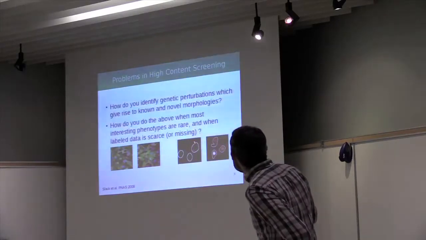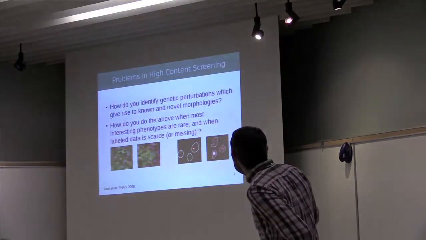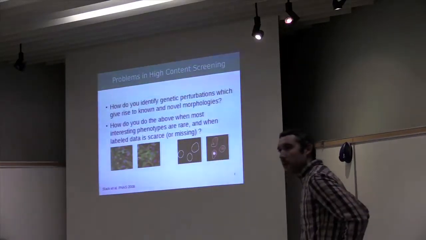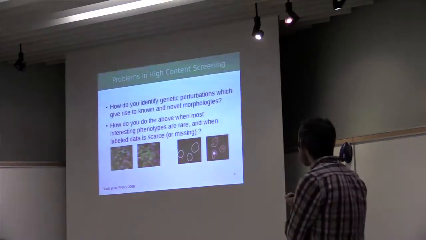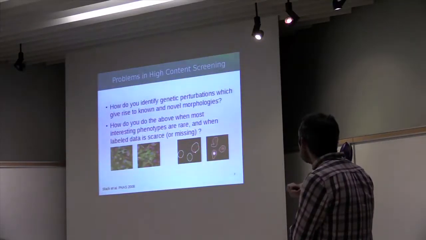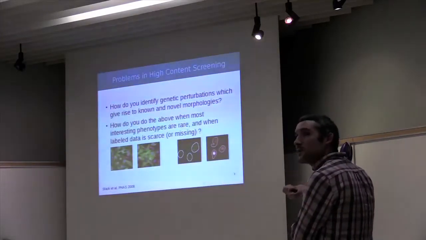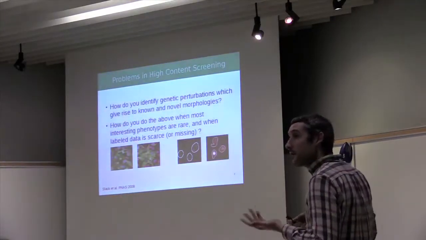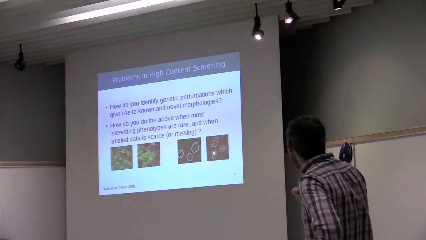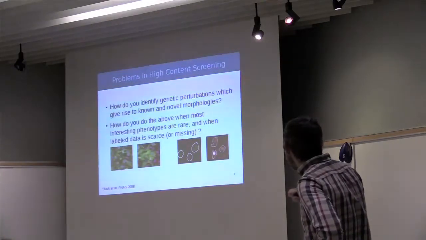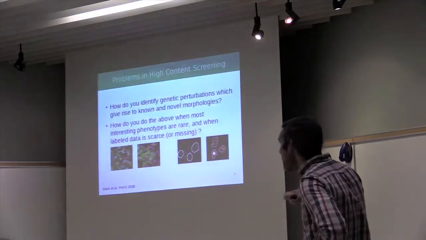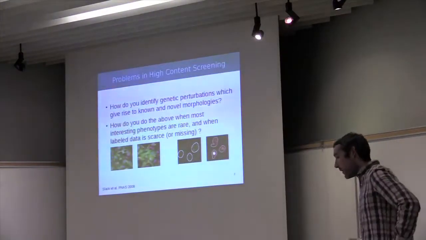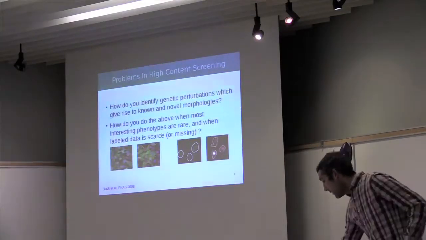This cell in particular here has two DNA damage foci in the nucleus, which is a really interesting phenotype. We'd love to be able to build a model to find all these types of cells from their different populations. These nuclei here show a kind of horn-like protrusion, which would be a really interesting phenotype if we could identify it as well. But there's not really a great way of doing this.